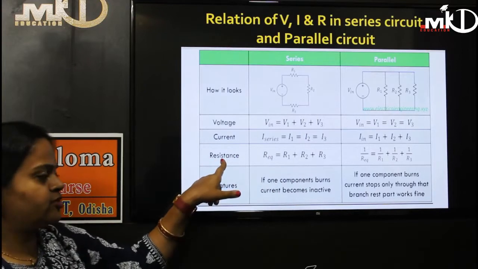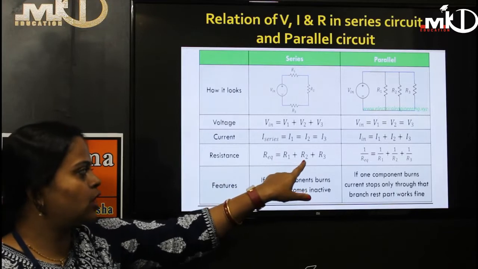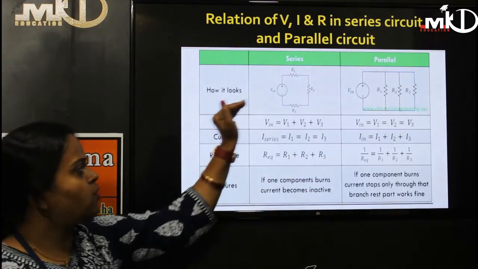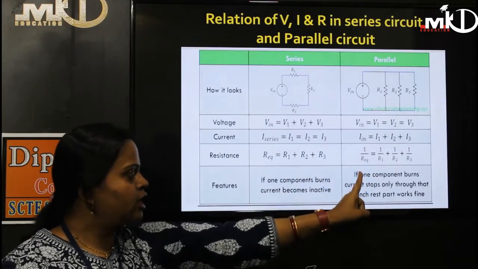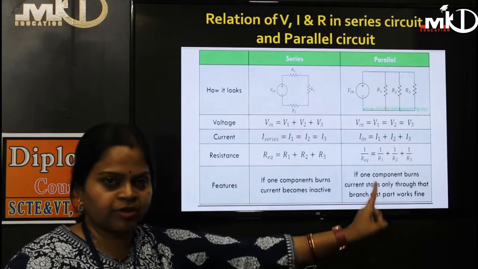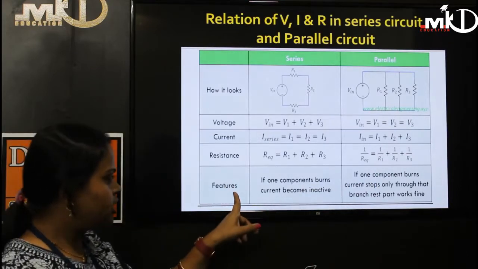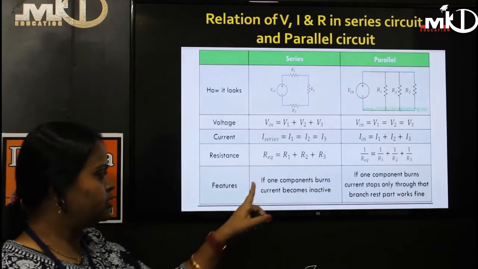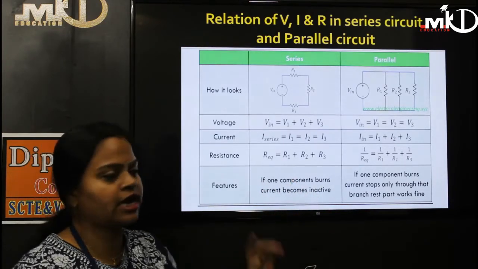Then if you go for resistance, that we have proved right now, R equivalent is equal to R1 plus R2 plus R3, means summation of all the resistances. And if you go for the parallel circuit, 1 by R equal to 1 by R1 plus 1 by R2 plus 1 by R3. And here the features, this is the important thing, if one component burns, current becomes inactive.